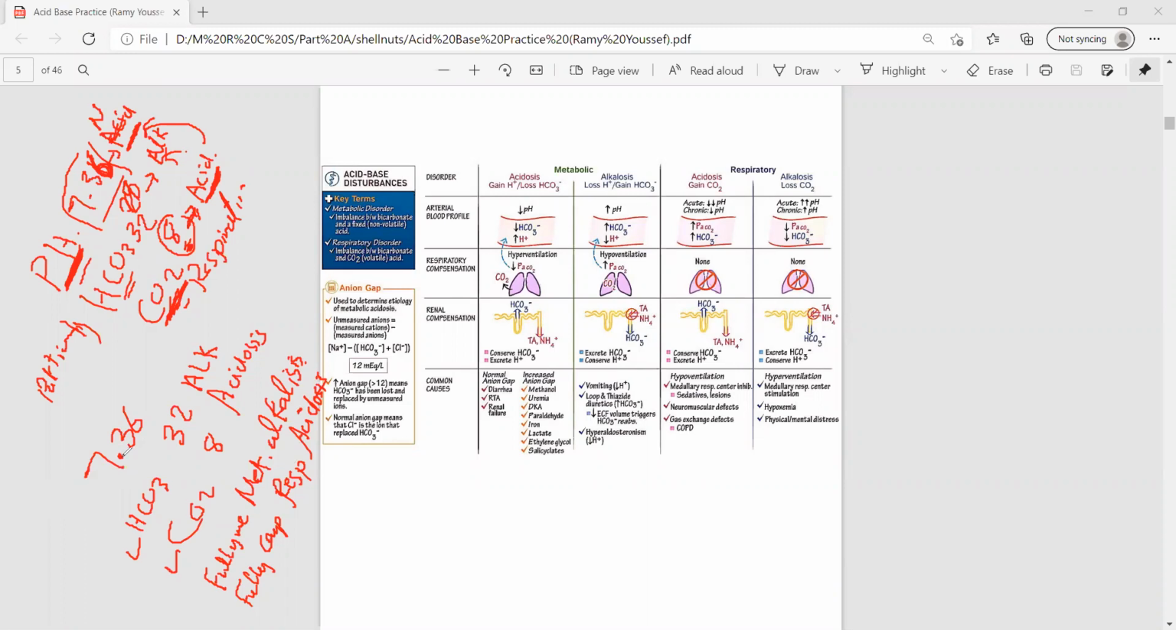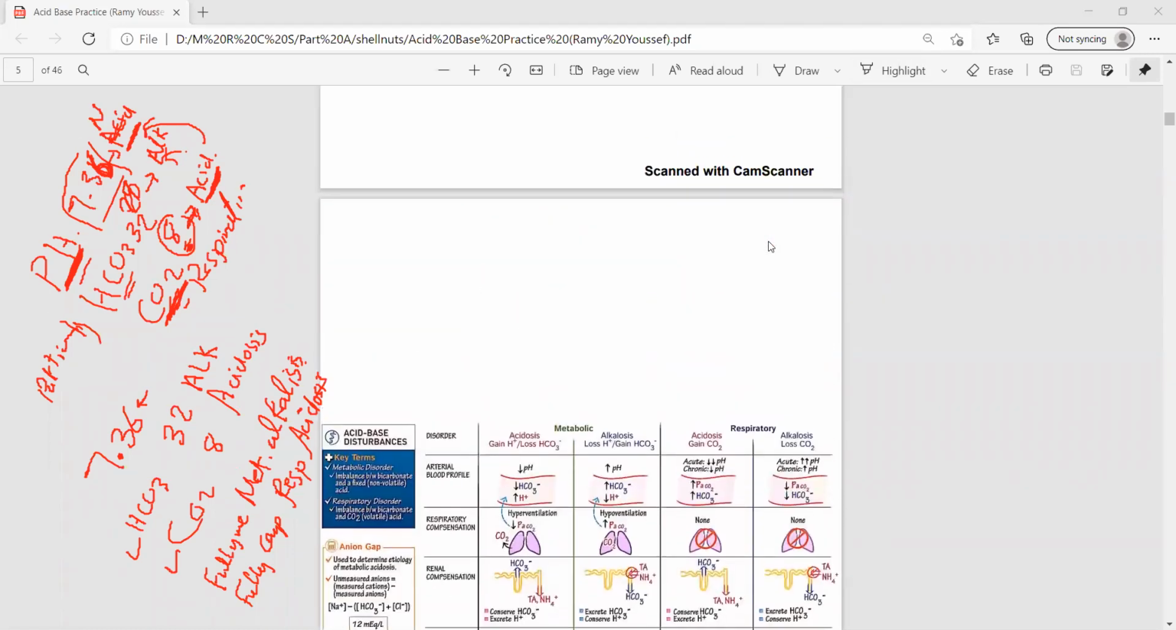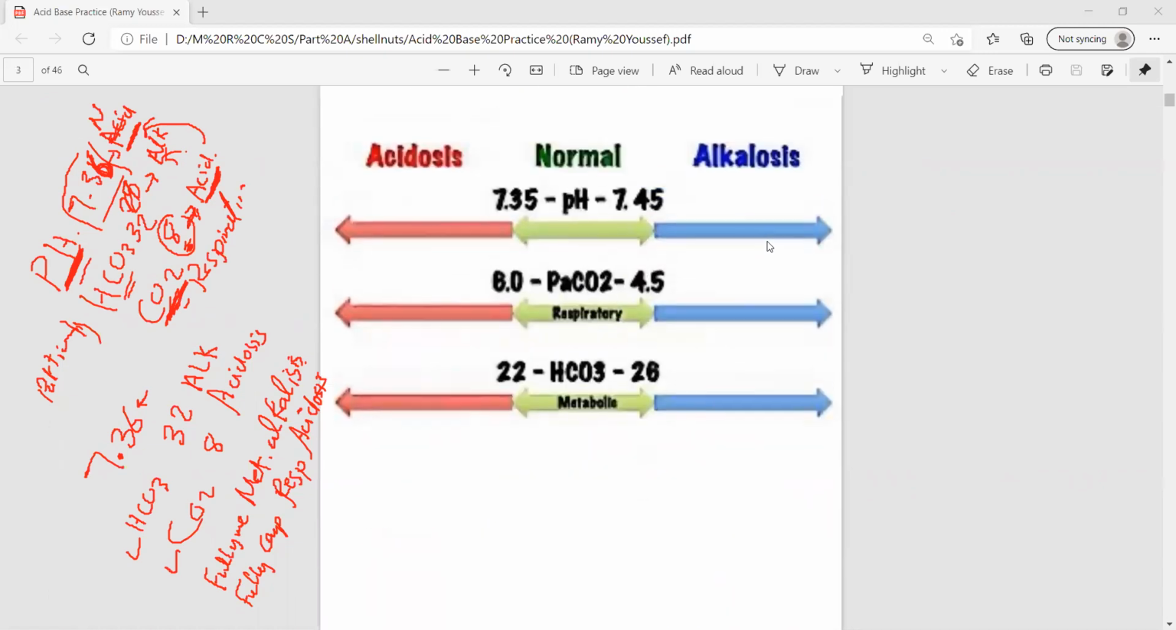Okay, so what do you expect the problem is here? Forget now about compensated or not, and about metabolic. The problem here is mainly acidosis or alkalosis? Acidosis. Okay. Let's go to this page.